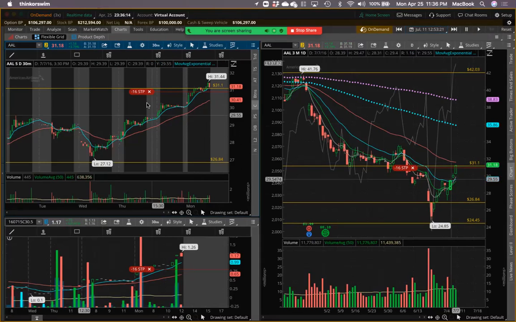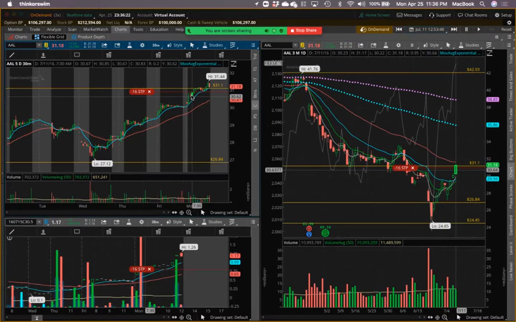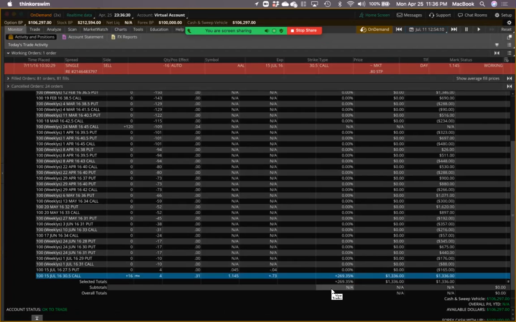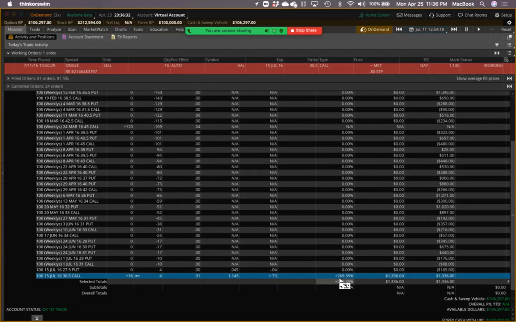31.44. So we have created on the 30-minute chart higher high, higher low, higher high, higher low, higher high, higher low, this small one right here. Again, higher high, higher low, higher high, we would expect to have a higher low. Let's look at our monitor where we're at. We're at 269%.